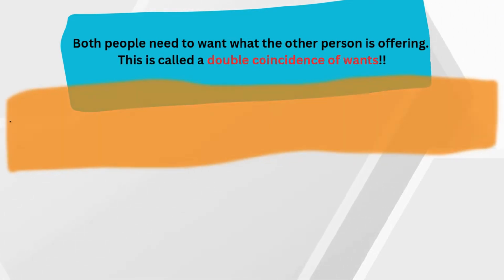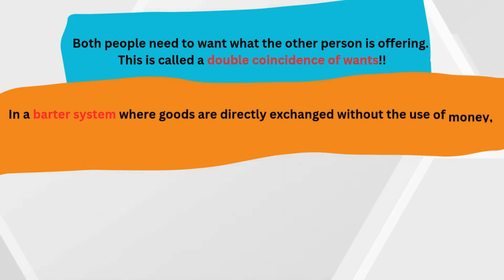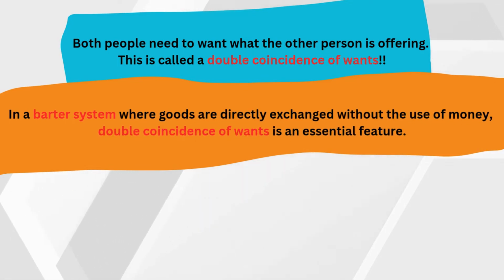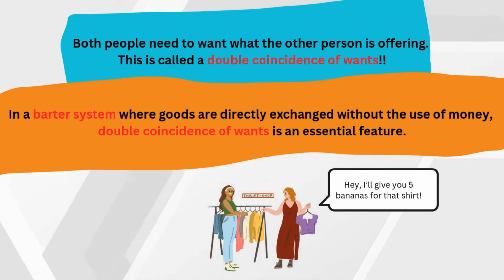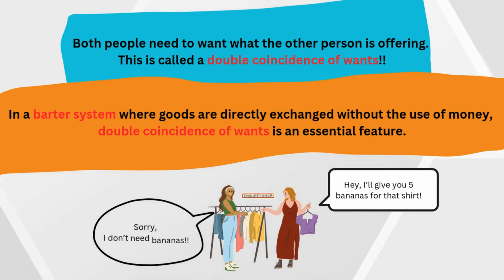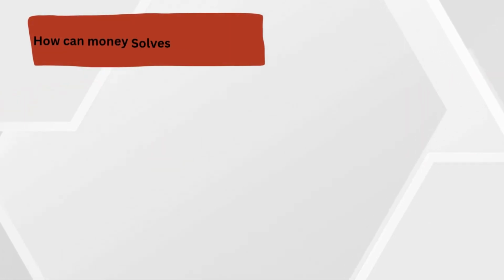In a barter system where goods are directly exchanged without the use of money, double coincidence of wants is an essential feature. Think about how hard it would be to shop at a mall with barter. Hey, I'll give you 5 bananas for that shirt. Sorry, I don't need bananas. See how confusing and difficult that would be? Now that's why money was invented.